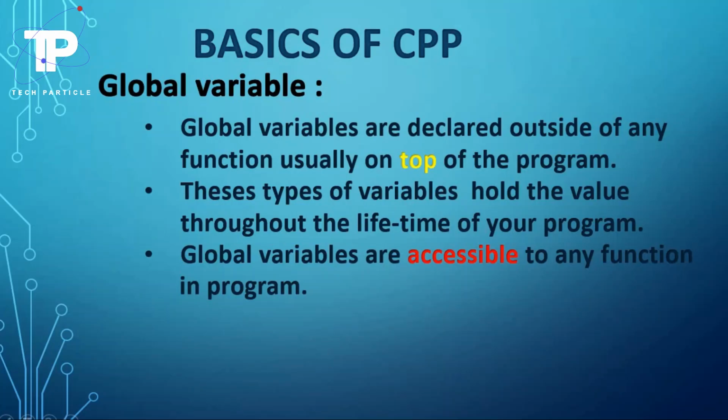Now the global variables. Global variables are declared outside any function, usually at the top of the program. These types of variables hold their value throughout the lifetime of your program. These are accessible to any function in the program. Now let's check with the program.